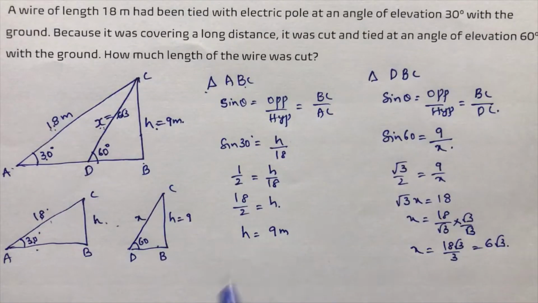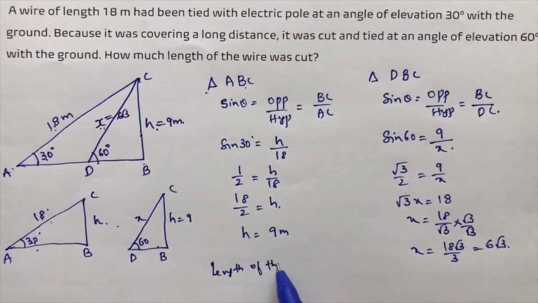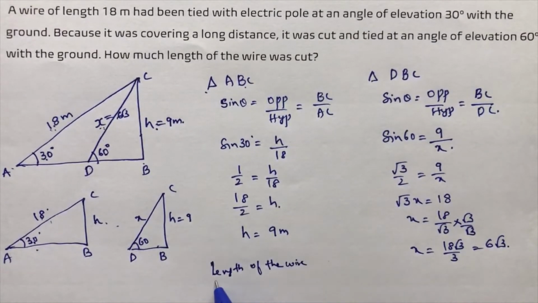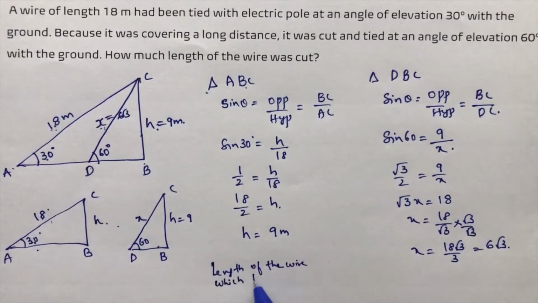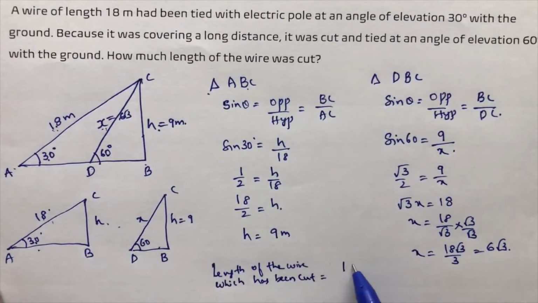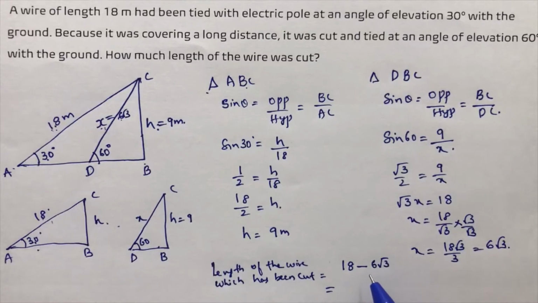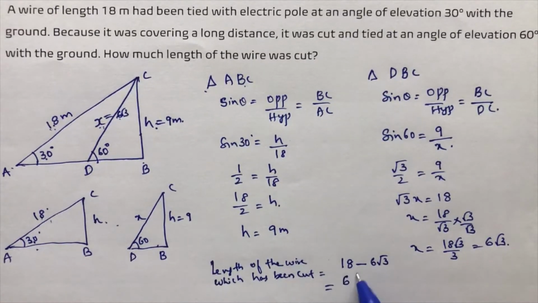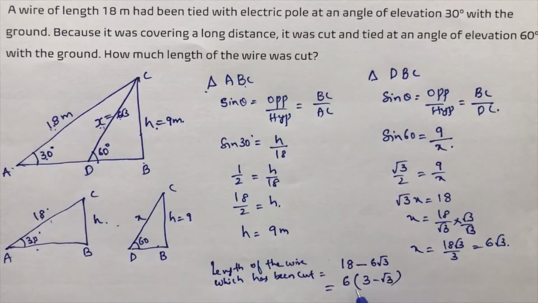So how much wire has been cut? So the length of the wire which has been cut means original length was 18. Now length is 6 root 3. So 18 minus 6 root 3. This is the answer. If they give the root 3 value, substitute. Otherwise, this is the answer. Just you can take 6 common. 6 if you take common, 3 minus root 3. So 6 into 3 minus root 3 meters. This is the length which has been cut.